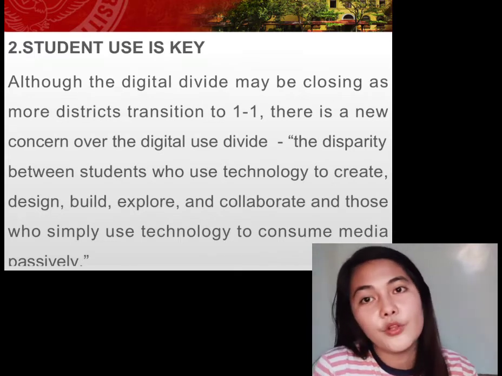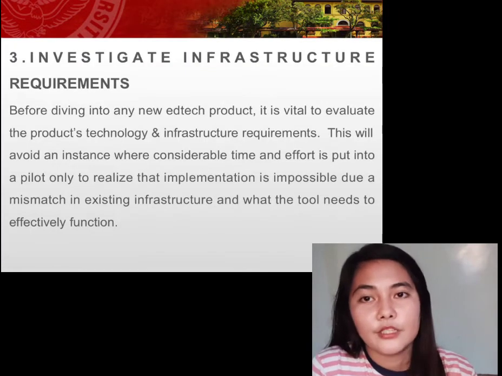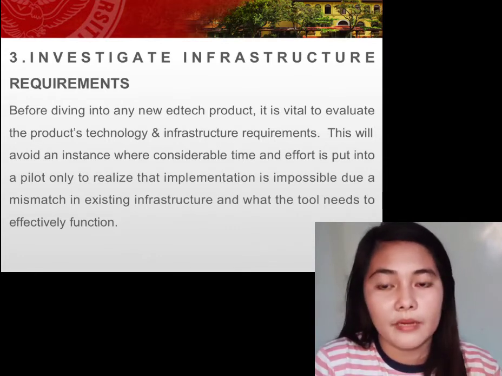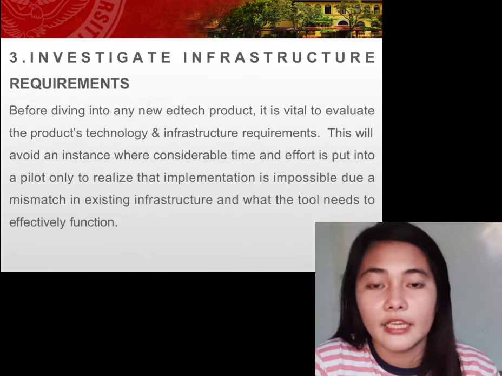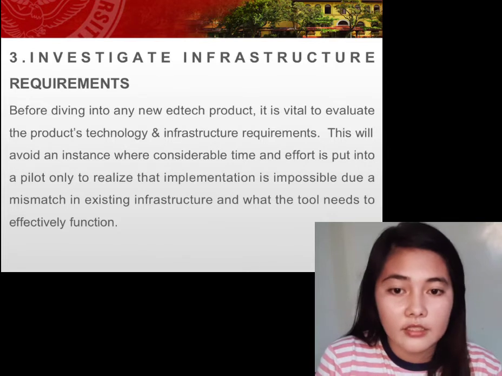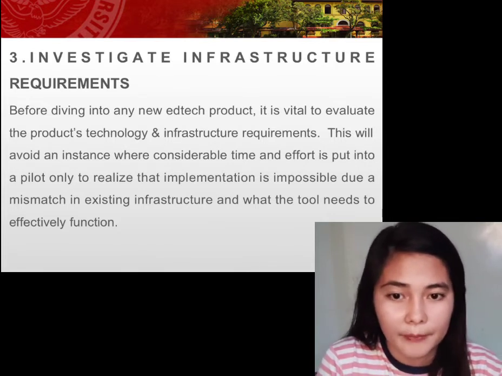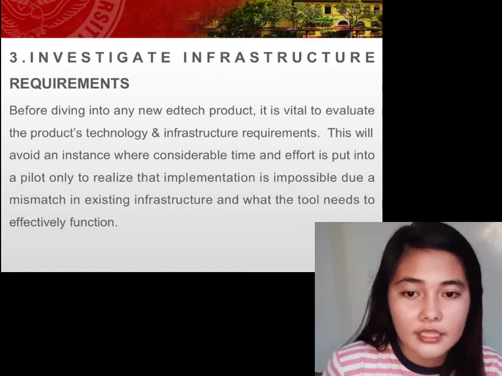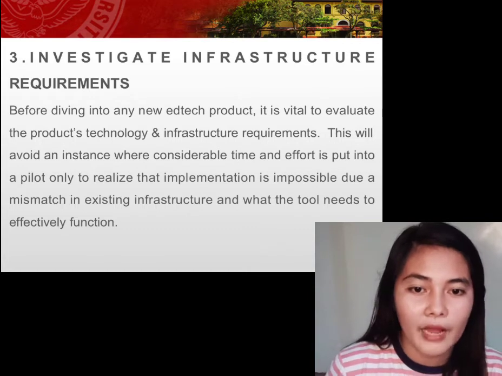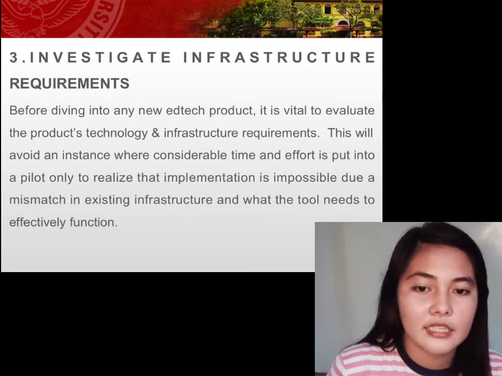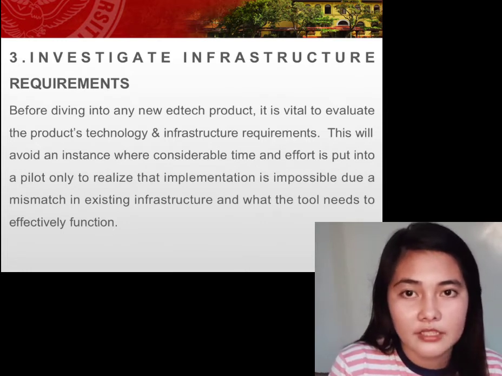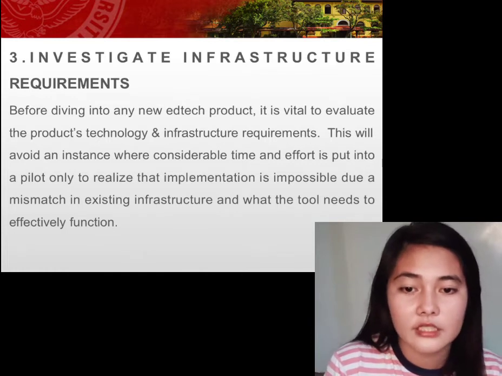So we will now move on to number 3, which is all about investigating infrastructure requirements. Before diving into any new edtech product, it is very vital to evaluate the product's technology and infrastructure requirements. This will avoid an instance where considerable time and effort is put into a pilot only to realize that implementation is impossible due to a mismatch between existing infrastructure and what the tool needs to function effectively.